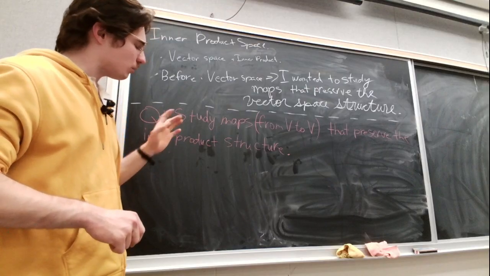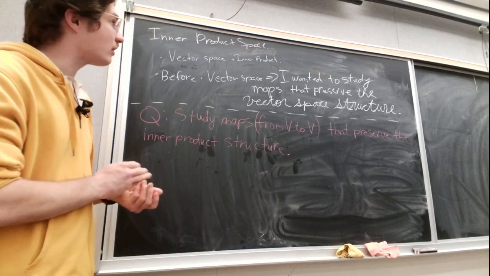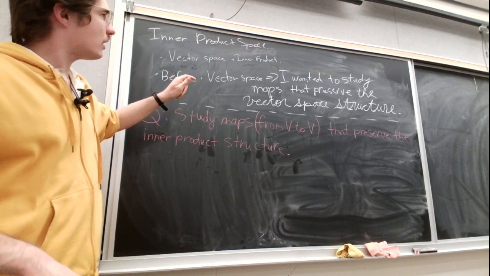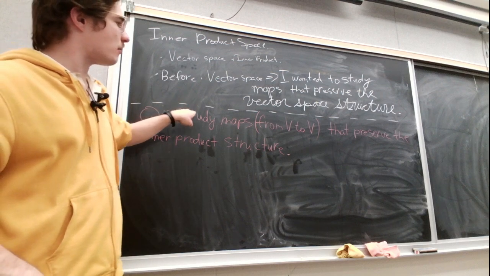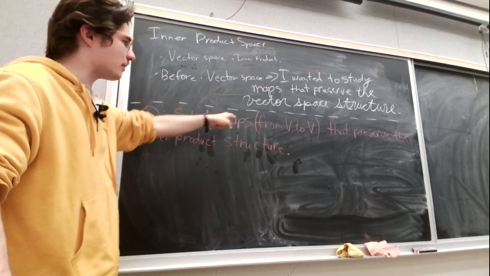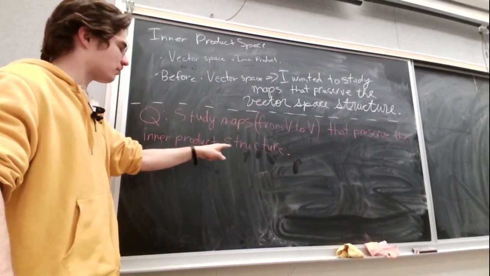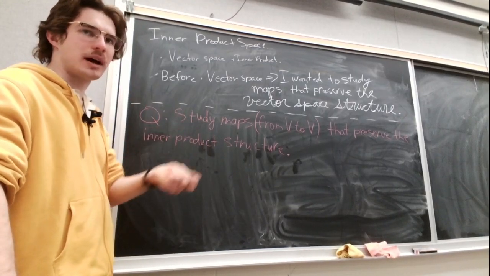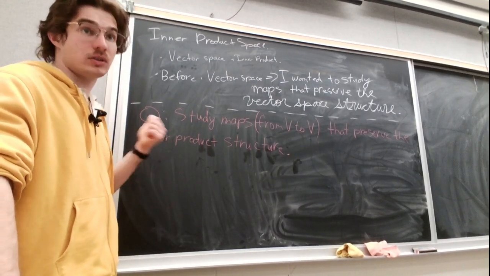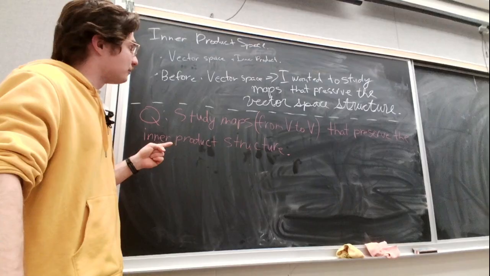And so the first interesting question that you could ask is, well, if I want to study the maps from V to V that preserve the inner product space structure, I want to say, what are these maps, right? That's one question. How do these maps look?